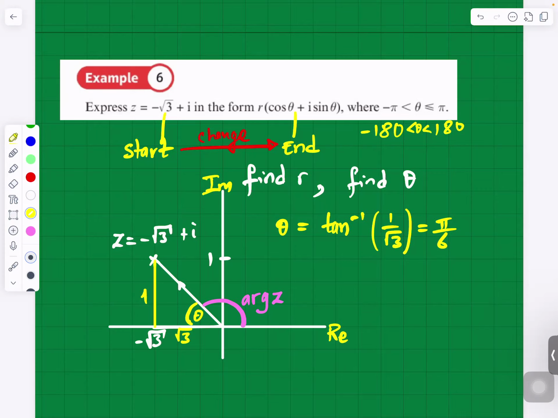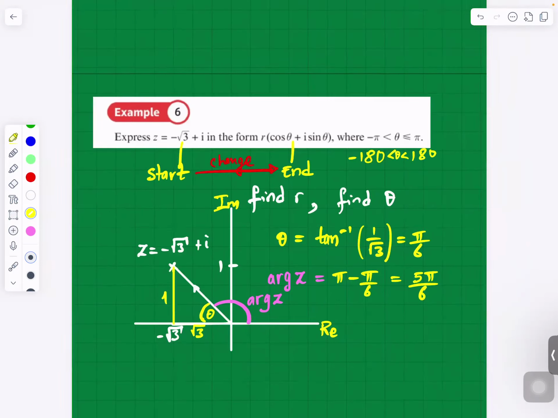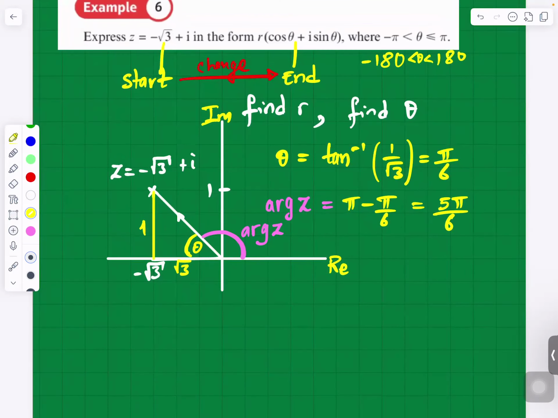Now the straight line is 180 degrees, which is pi. So the argument of z is pi minus that pi/6. Pi minus pi/6 gives you 5 pi/6. So the angle is 5 pi/6, the argument of z. And then we use Pythagoras to find r.